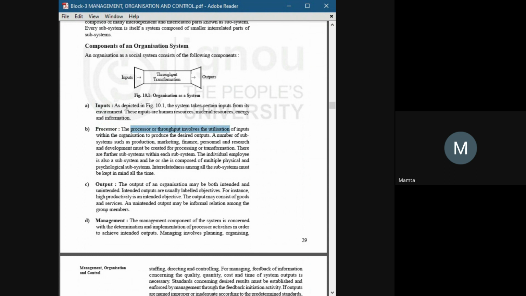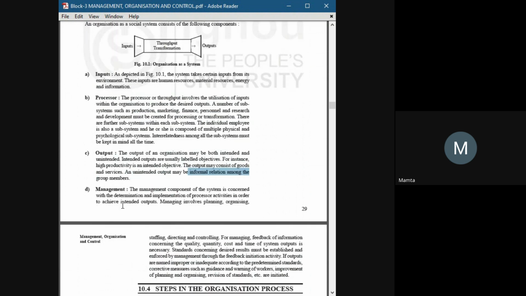Like, we put raw material in here. In the processor, in the production unit, we are creating goods. And the output of an organization may be both intended or unintended. Intended outputs are usually labeled objectives. Whatever objectives we have created for our organization, if we have achieved them, they will be known as intended outputs. For instance, high productivity is an intended objective. The output may consist of goods and services. The unintended output may be informal relations among the group members.